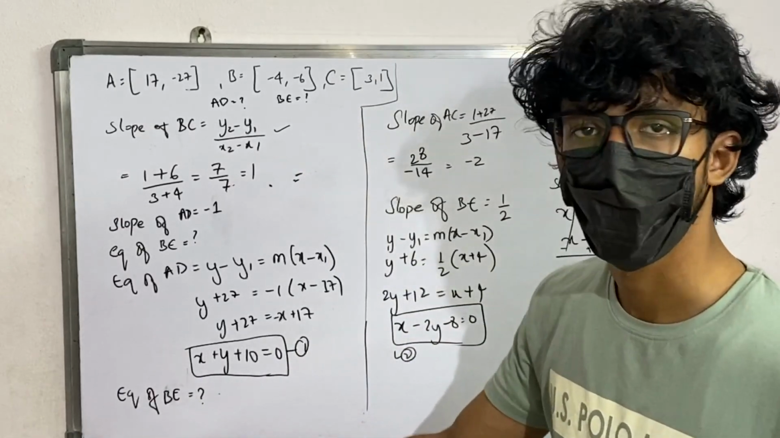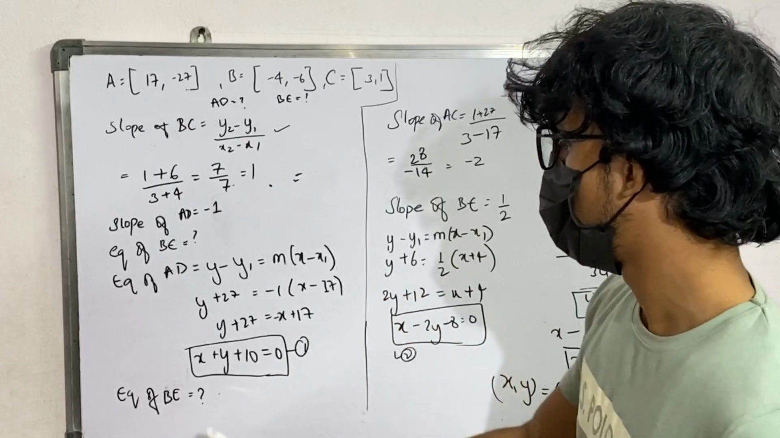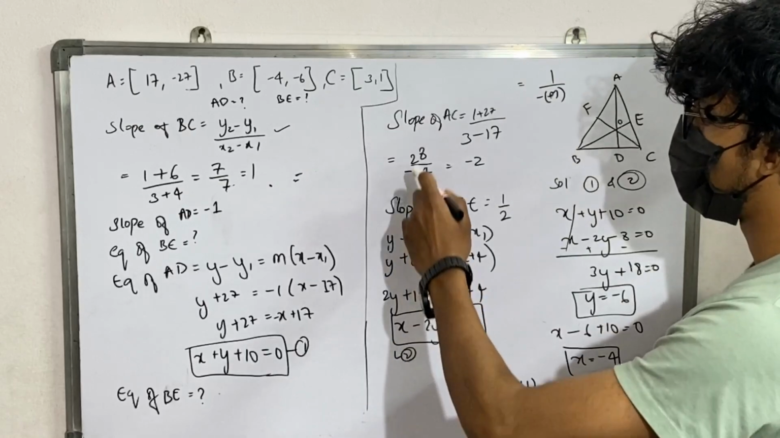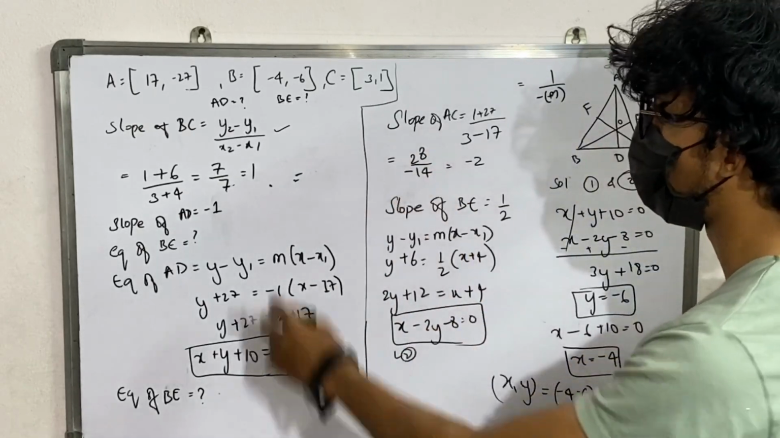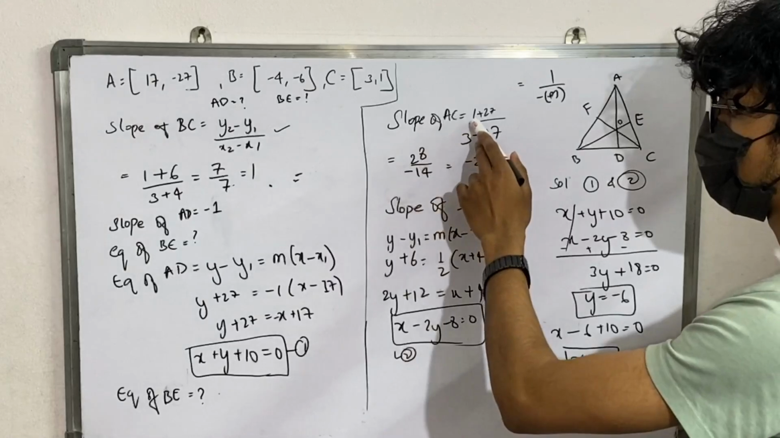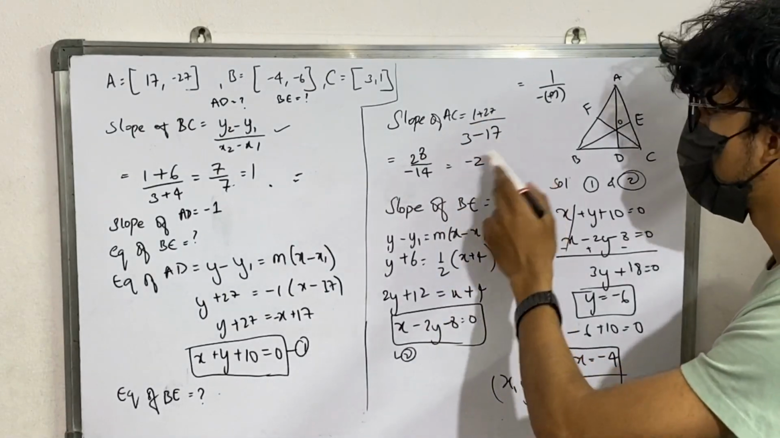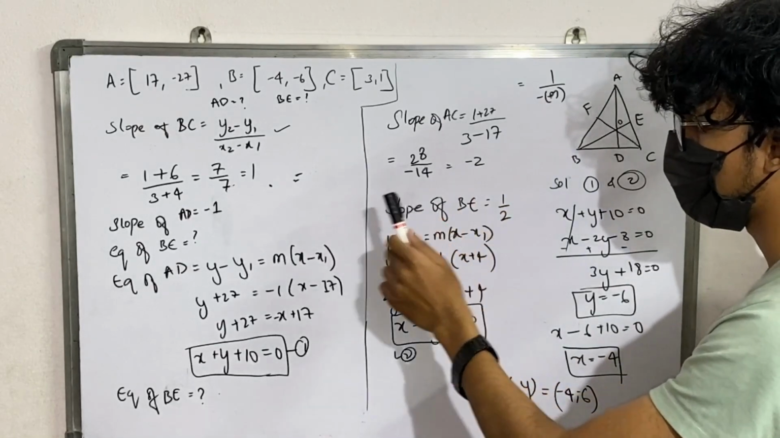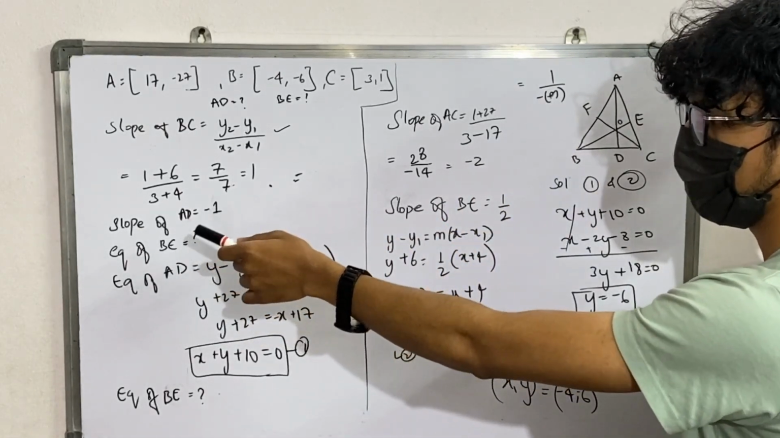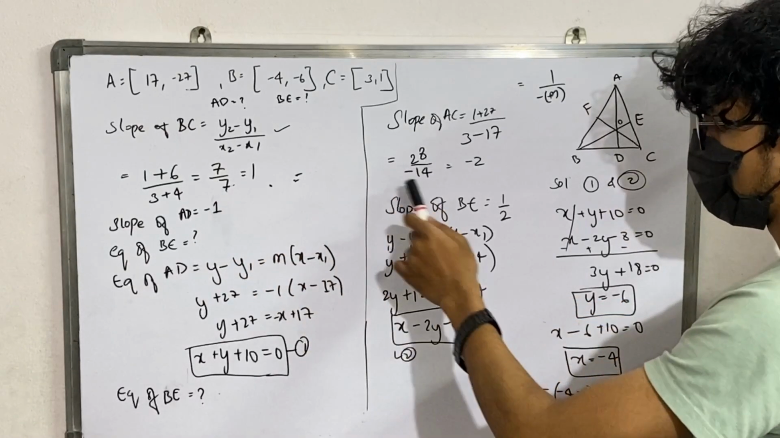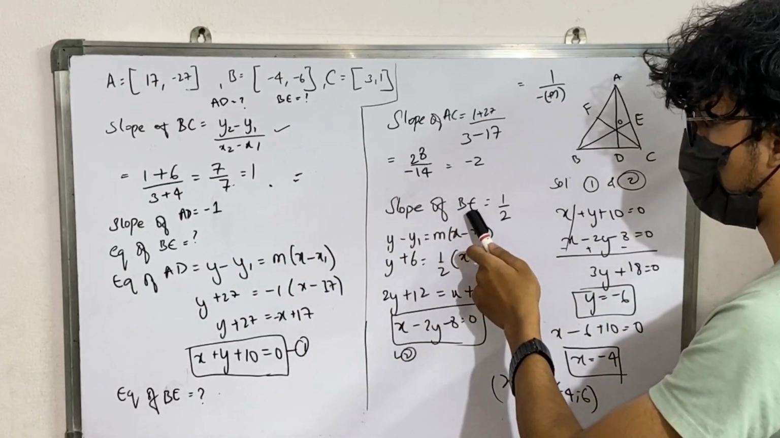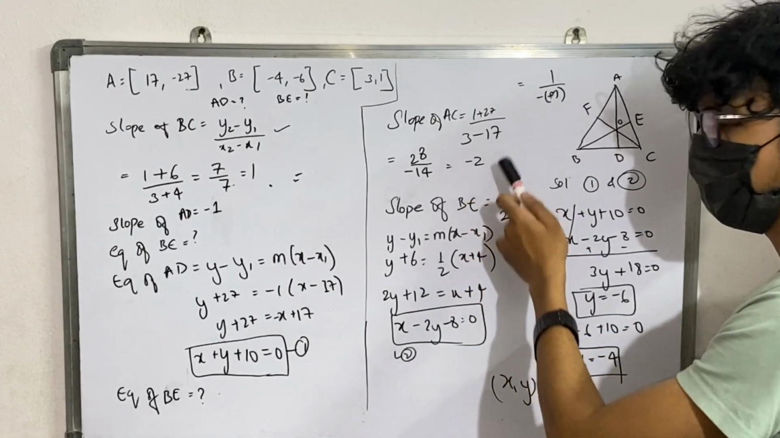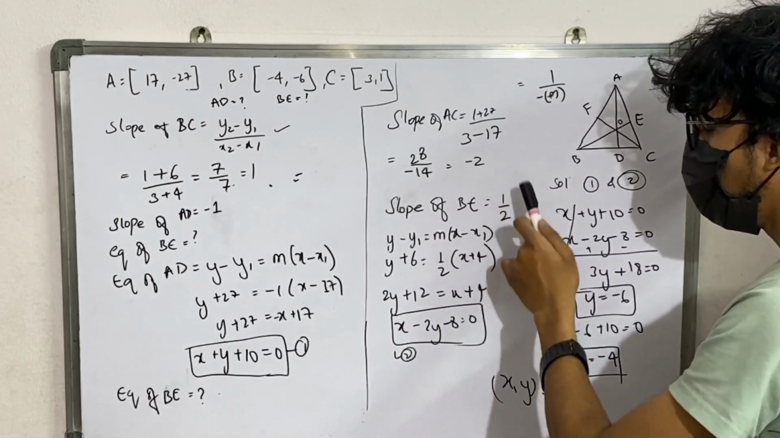After this equation, we need to find the second equation, that is BE. So then we need to use the same formula, y2 minus y1 by x2 minus x1. So 1 plus 27 by 3 minus 17. So this becomes minus 2. After we get the minus 2, same as we have done using the slope formula for AD, we need to use the formula for the slope of BE as 1 by minus of minus m, as this minus of minus 2 becomes plus 2. So 1 by 2 it becomes.